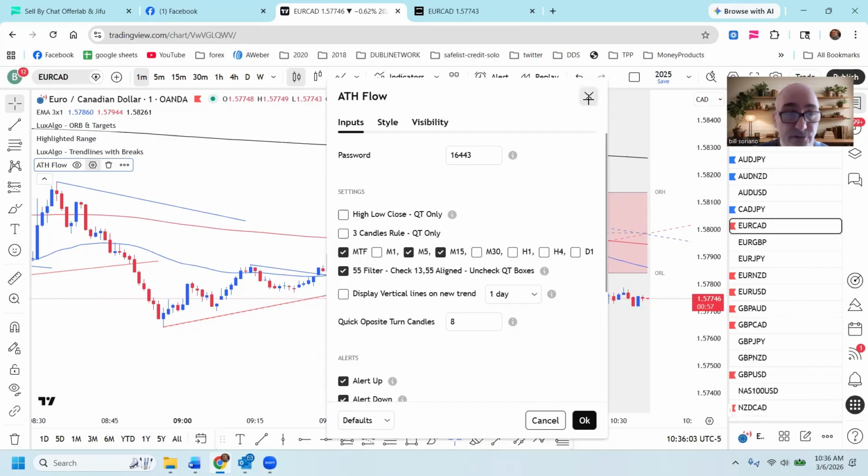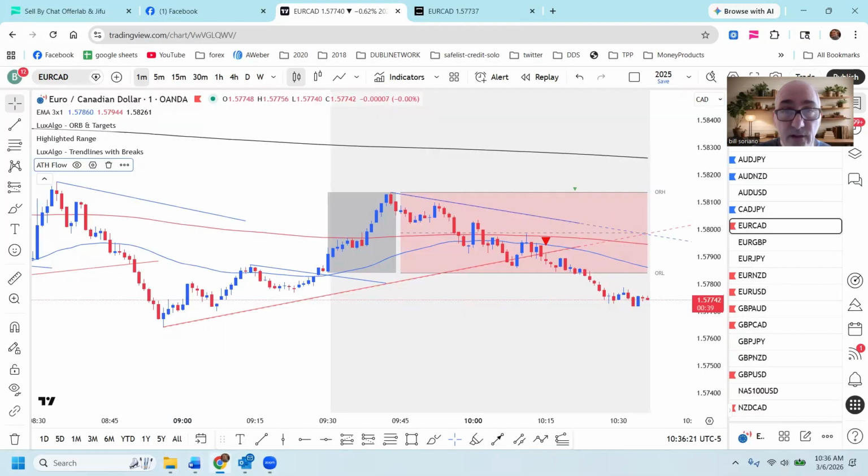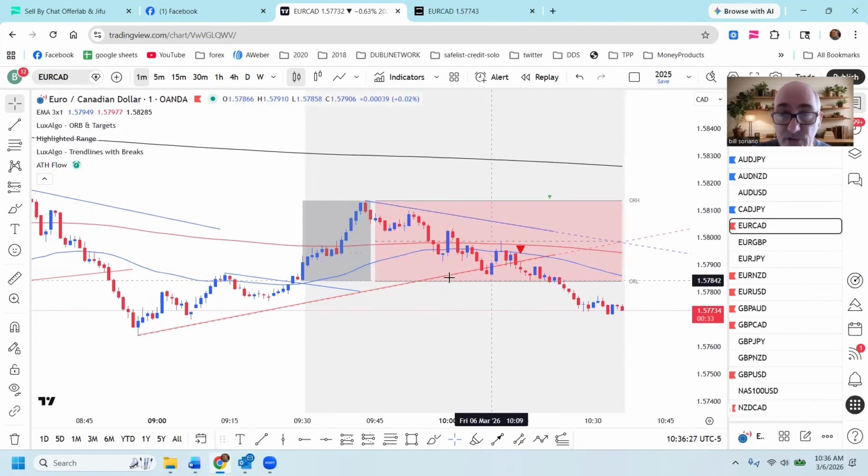That's it. So again, going back to this page here, if you want to trade on the 5-minute, then your higher time frame would be the 4 hour, not the 1 hour. And these would be set to multi-time frame 15, 1 hour, 55 filter. Okay, that's all you would change if you want to trade on the 5-minute. So you can see we have our trend lines on here.